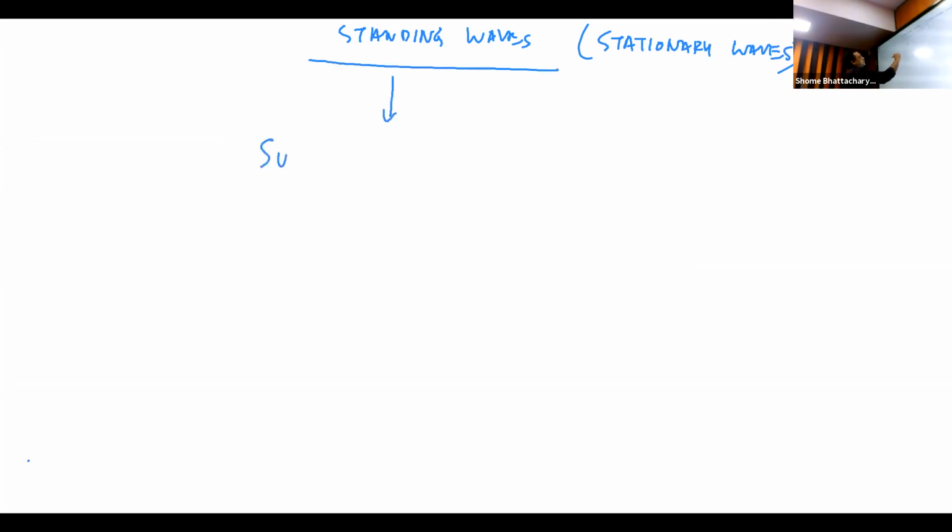Standing waves or stationary waves. Let's understand about this. One way of creating standing waves happens when there is superposition of waves. And remember, we are still talking everything about transverse waves right now. We will come to sound waves.